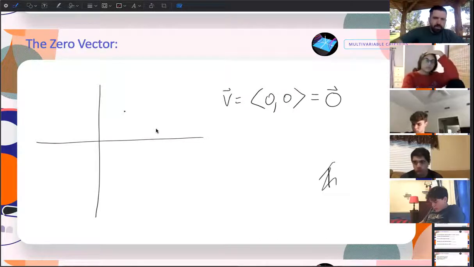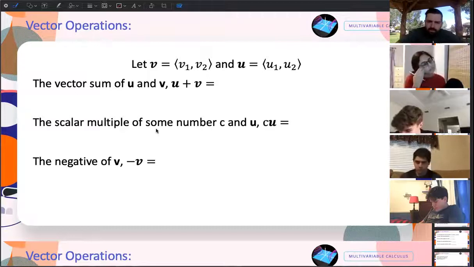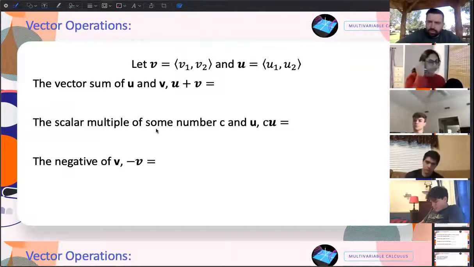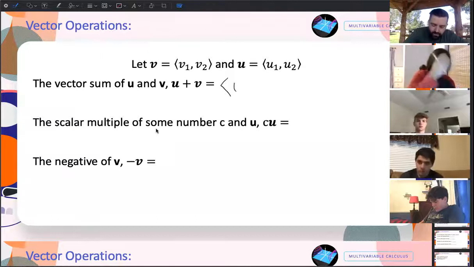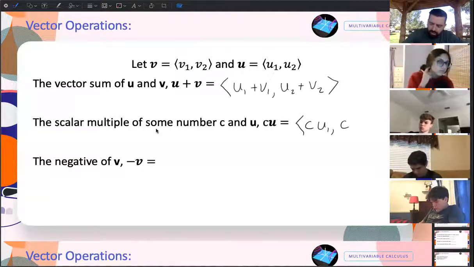As far as vector operations go, let's say we have vector v that has components v1 and v2, and vector u with components u1 and u2. The sum is really simple. If I want to add the vectors together, I just add their x components and I add their y components. If I want to do a scalar multiple, scalar just being a number, so if I want to multiply a vector by 2, well, then I'm just going to multiply each component by that scalar.